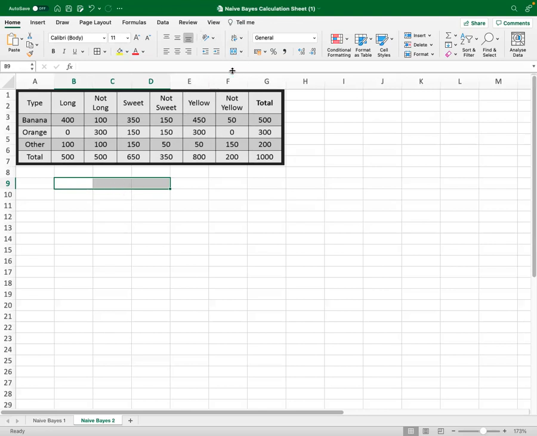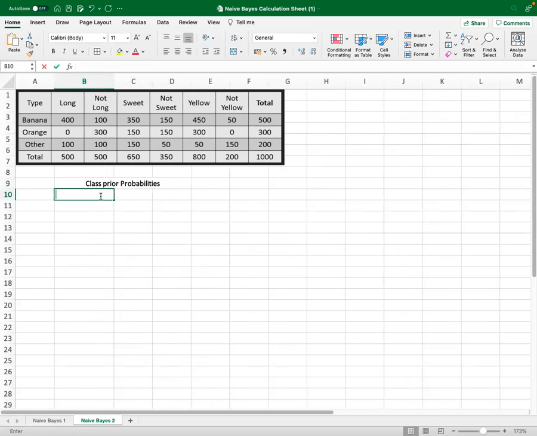So for this example, we will first calculate class prior probabilities. So we have to calculate probability of y is equal to banana, probability of y is equal to orange, probability of y is equal to other.